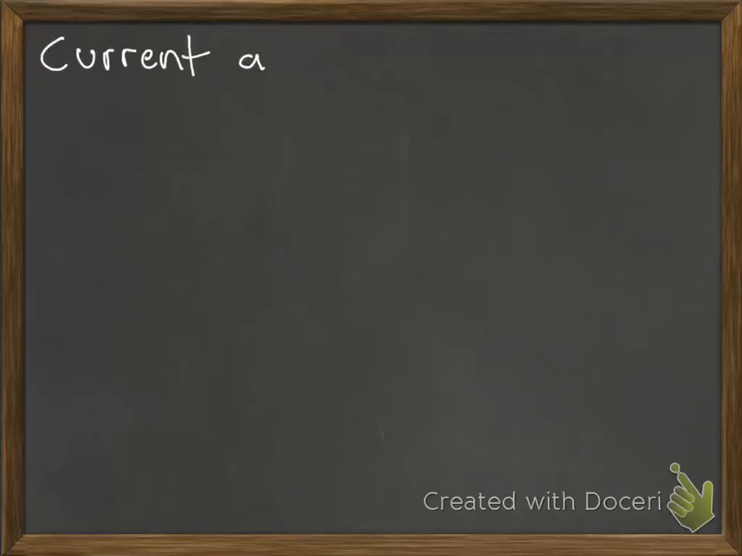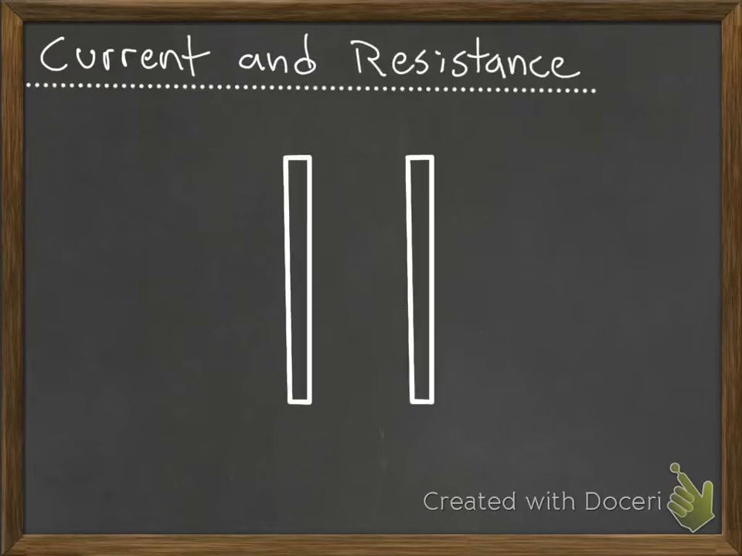Alright, in this video I'm going to talk about current and resistance. So the basic idea of this chapter, of this video, is to give you an idea of how and why current flows in a conductor. So we're going to start this discussion by taking a look at a capacitor.